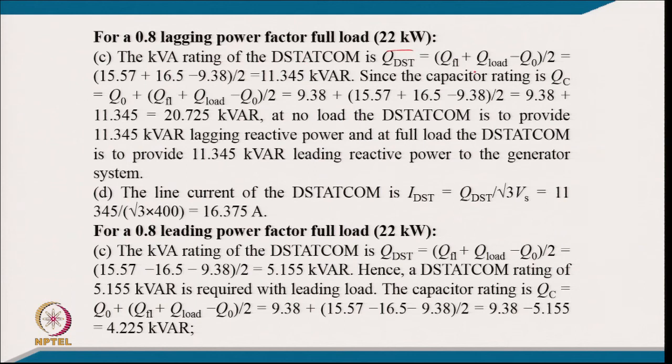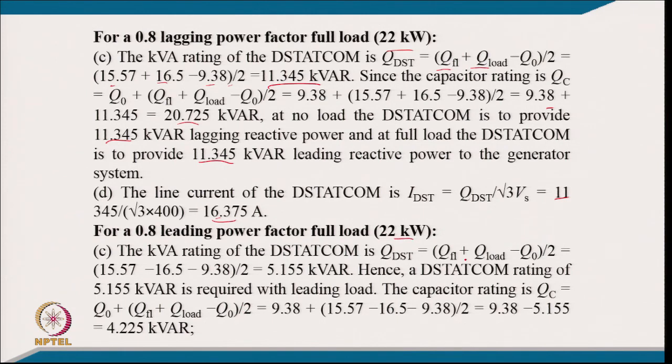For a 0.8 lagging power factor load of 22 kilowatt, the kVAr rating corresponds to the generator's load kVAr at full load minus the capacitor rating which we have selected. This is the kVAr rating of the D-STATCOM, and the capacitor rating is calculated accordingly. At no load, the D-STATCOM is to provide 11.345 kVAr lagging reactive power, and at full load it is to provide 11 kVAr leading reactive power, and the line current for the D-STATCOM comes to 16.37 amperes.